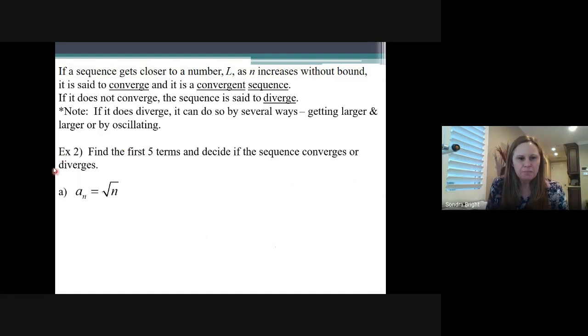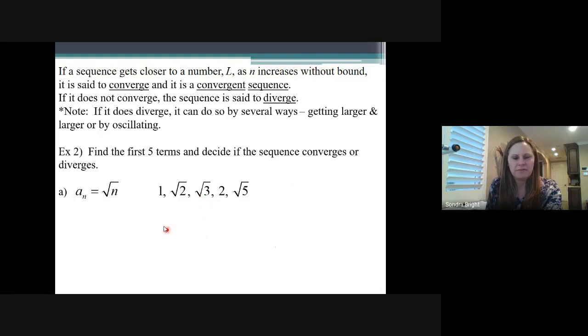Okay, let's look at another example. We're going to find the first 5 terms and decide if the sequence converges or diverges. So how about the square root of n? Let's write out the first 5 terms. The first term would be the square root of 1, which is 1. Second term would be rad 2. Third term would be rad 3. Fourth term would be rad 4, which is just 2. Fifth term would be rad 5.